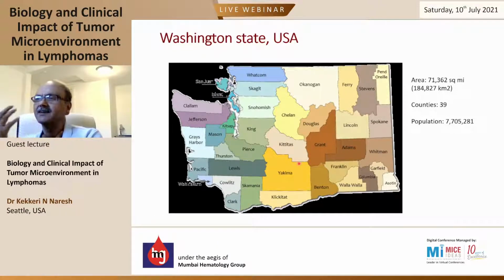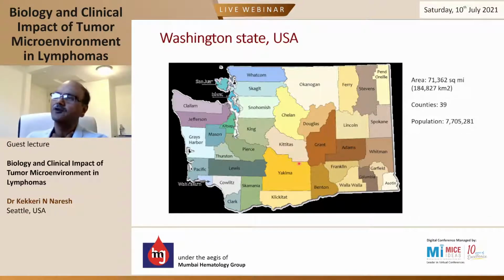and I started looking at the whole Washington state, how lymphoma patients are doing here. Washington state, as you can see, is a huge state, but a very low population. It's only around 7.7 million. I think the population of Bombay is far more than this. And this is a huge state with 39 counties.